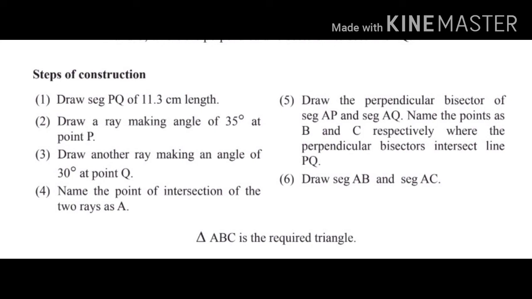Now the next step is to draw the perpendicular bisector of segment AP and segment AQ. The two segments you get after intersection are segment AP and segment AQ. Draw the perpendicular bisector of both segments. The perpendicular bisectors of these segments intersect base PQ at two points. Give the names of the two points as B and C respectively. Then draw segments AB and AC, and you get your required triangle ABC.